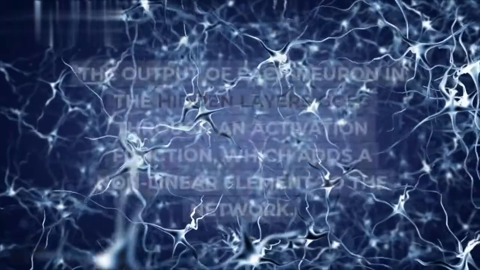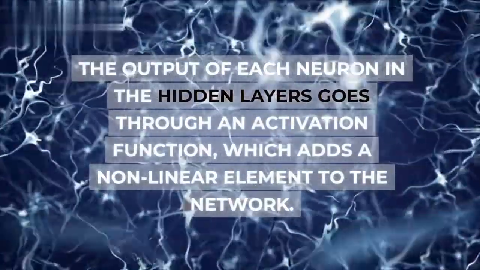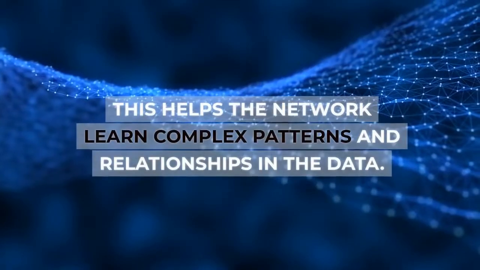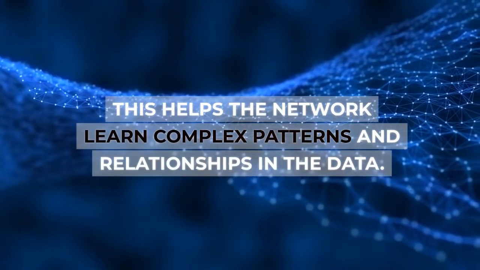Activation function. The output of each neuron in the hidden layers goes through an activation function, which adds a non-linear element to the network. This helps the network learn complex patterns and relationships in the data.